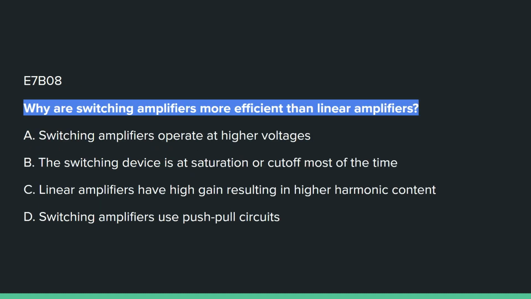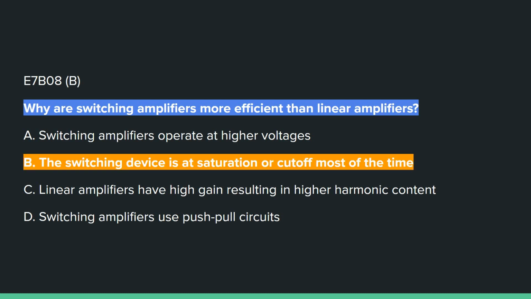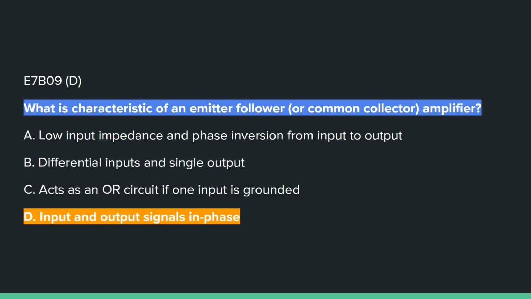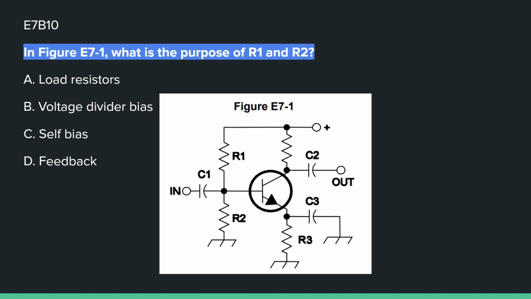E7B08, why are switching amplifiers more efficient than linear amplifiers? B, the switching device is at saturation or cutoff most of the time. E7B09, what is a characteristic of an emitter follower or common collector amplifier? D, input and output signals in phase.